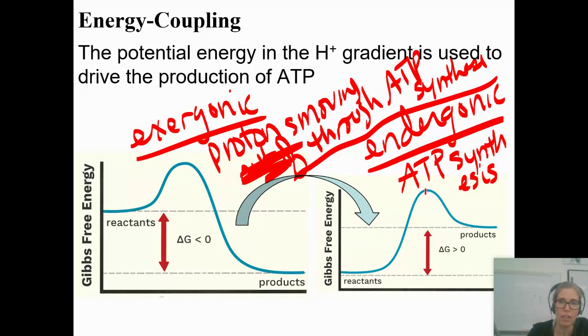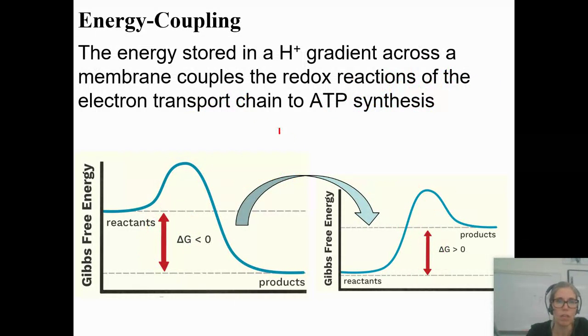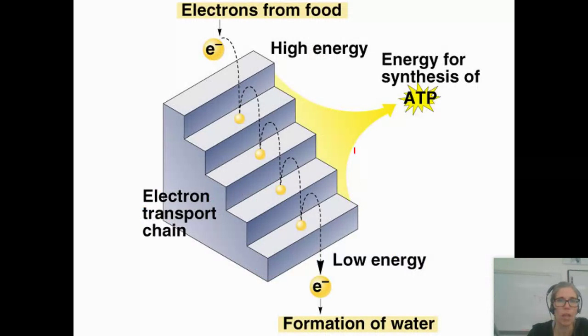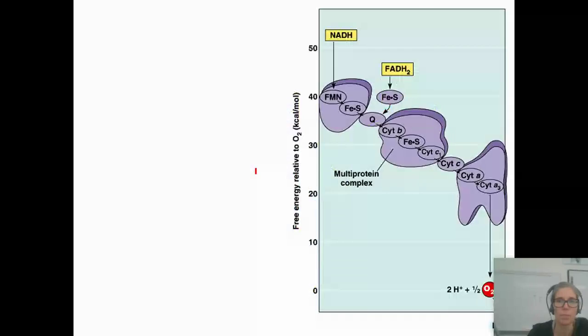Notice that this amount of energy is less than this amount of energy. So you definitely have a little bit lost each time. So this would have to be lower. Okay, so the energy stored in the proton gradient across the membrane couples the redox reactions of the electron transport chain to ATP synthesis. So bottom line here is that you are oxidizing glucose in little steps, and you're able to use that energy to make ATP.